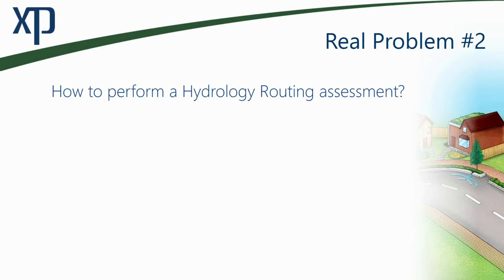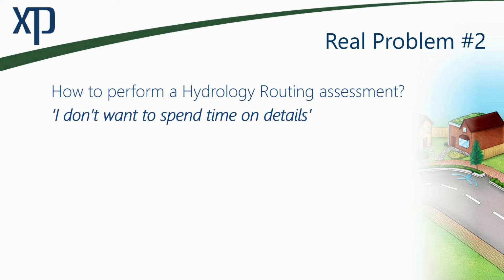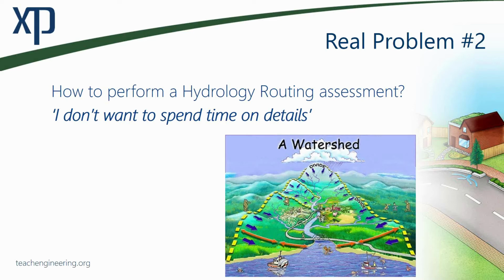Though what happens if we need to take a step back and perform more of a basic hydrology routing assessment? The classic line here is, I don't want to spend time on details. I just want a couple of minutes to figure out what these large catchments all combine into downstream. Again, it's a pretty basic concept, though usually outside the scope of what classic stormwater design software or an engineer might normally face. So we'll see how easy this is to accommodate in XP Drainage.